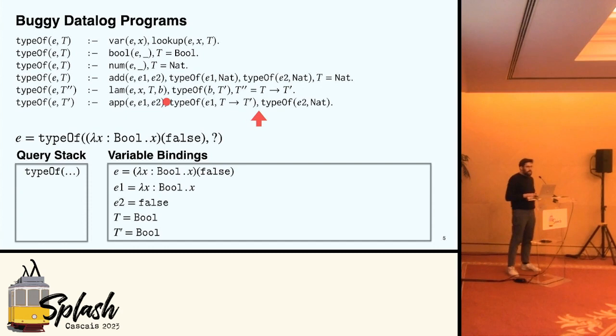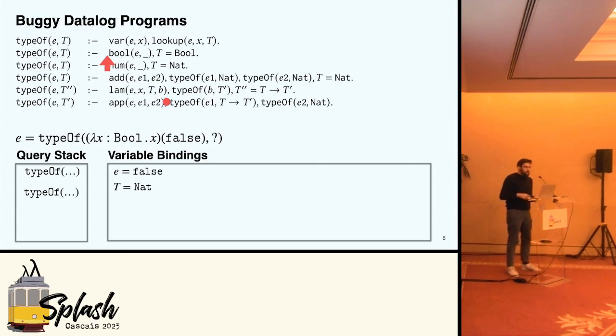Then the next call seems a bit weird, right? We want to type the argument expression, but we expect it to be of type NOT. So let's step into this and see what happens. At some point, we will arrive at this rule, where the rule says every Boolean expression should be of type bool, but the variable bindings indicate that this is a Boolean constant, false, and we expect it to be of type NOT. What happens is that this rule is not applicable, so this variable binding will disappear, and this rule will not derive a tuple.